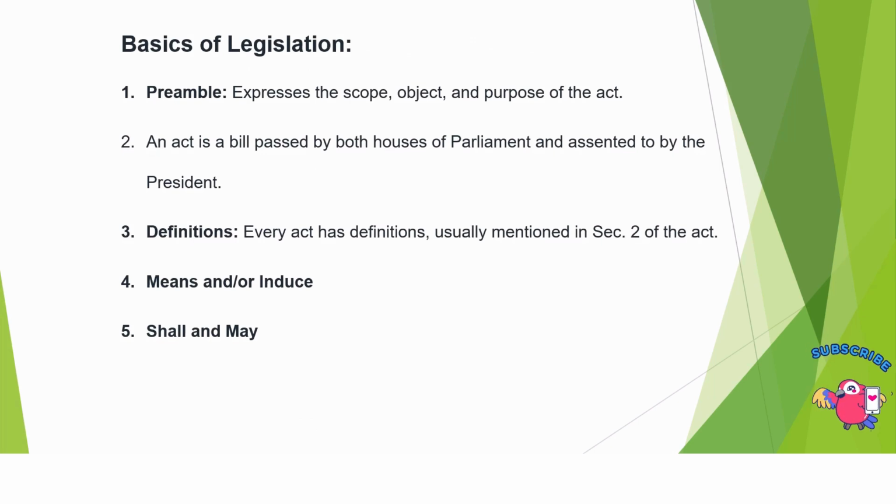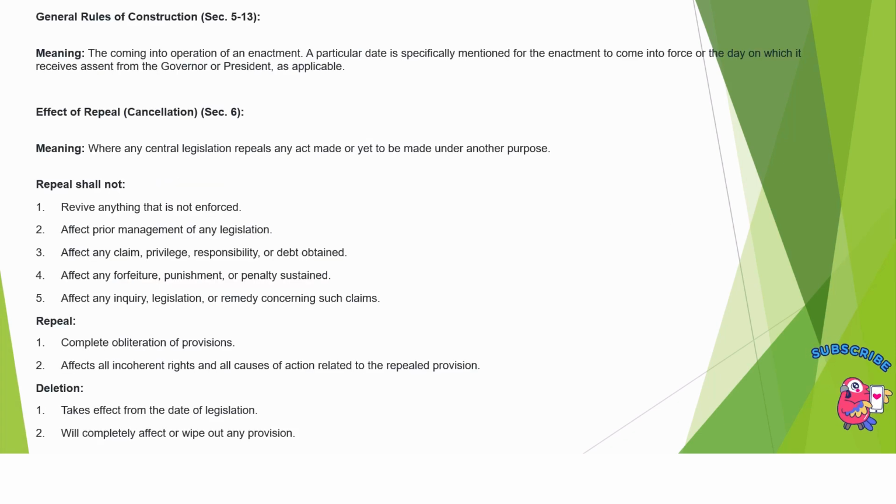Basics of legislation. Preamble: it expresses the scope, object and purpose of the act. An act is a bill passed by both houses of parliament and assented to by the president. Definitions: every act has definitions, usually mentioned in section 2 of the act. Means or include, shall and may. General rules of construction are mentioned here, which is from section 5 to section 13.